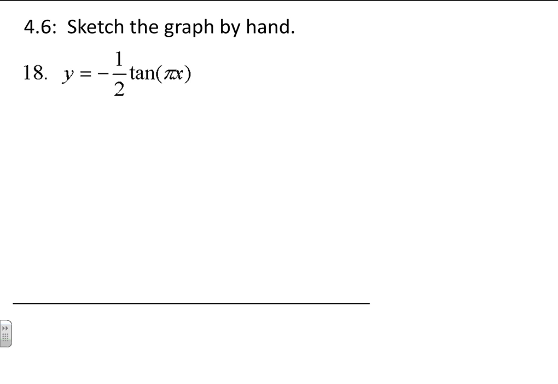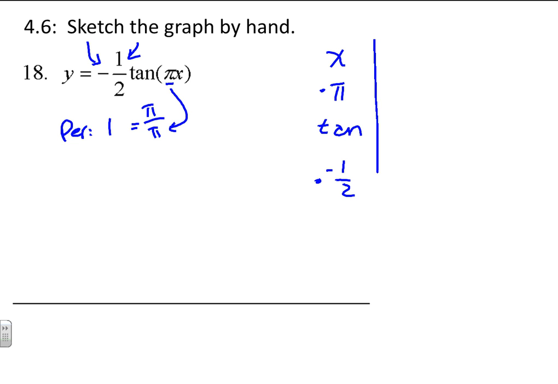Here is a tangent graph. Now, I would suggest we could do this conceptually. The period of tangent is pi, so if I take pi divided by pi, the period is 1. This graph looks just like tangent, except it's half as tall and upside down. But let's go ahead and stamp this and go through that process. Choose an x, multiply by pi, find the tangent of it, multiply by -1/2.